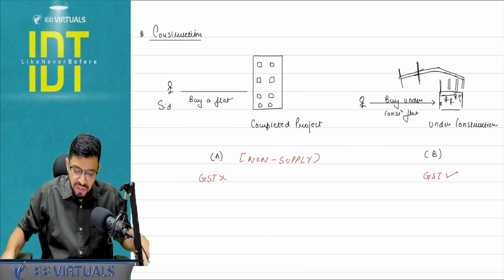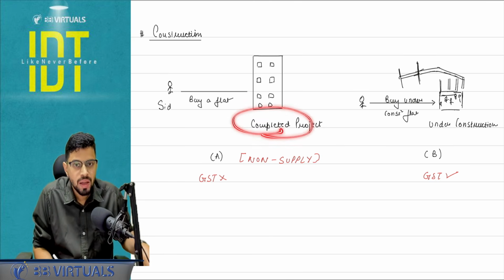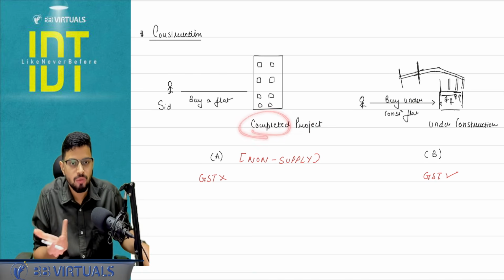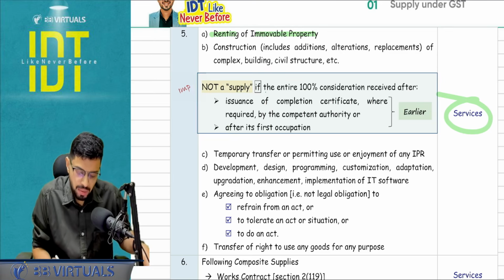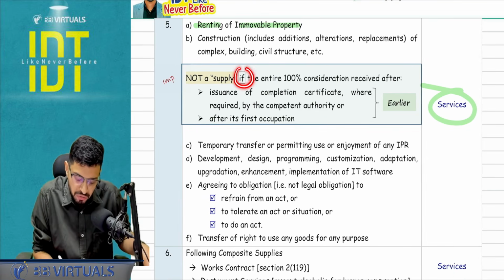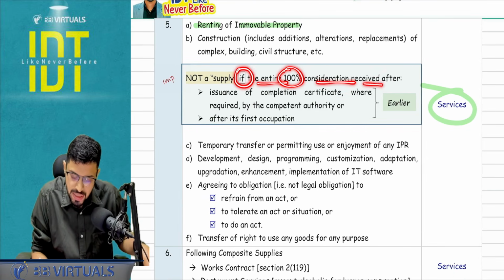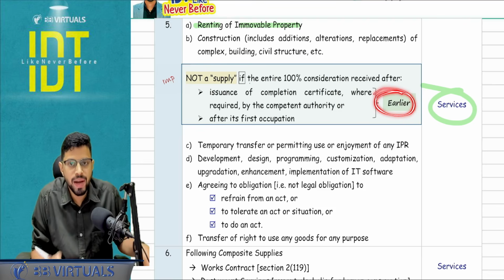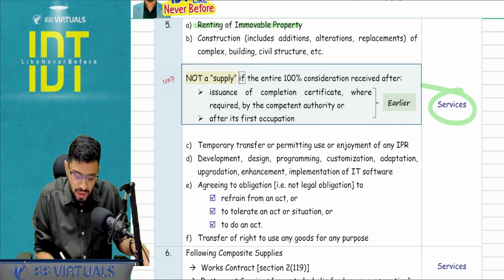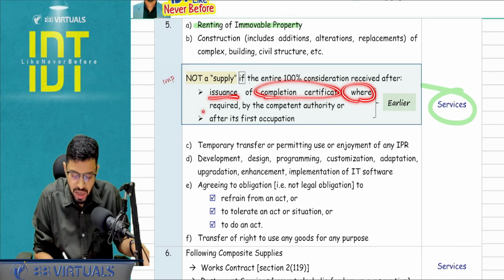And sir, how do we define a completed project? This is a very wide word, no? What is the condition to say that I am buying a completed project? I will mention it here. Pay attention. If 100% consideration is received after the earlier of 2 dates. What dates? Issuance of completion certificate wherever required.